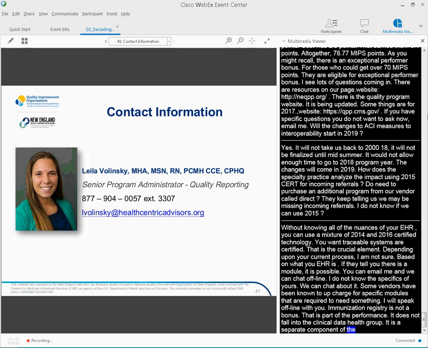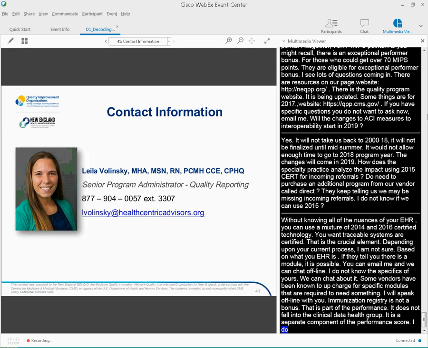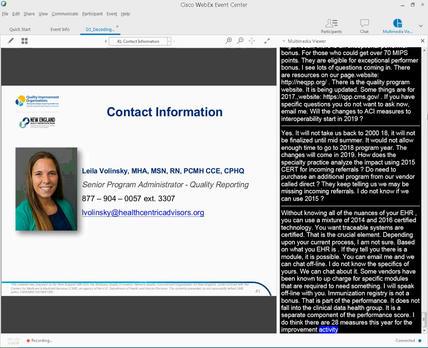Question, I do think there are actually 28 measures this year for the improvement activity bonus for advancing care information. That would be awesome if they increased it. I hadn't seen that, but there might be more measures, so maybe more than 18.